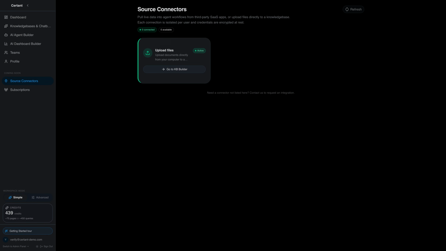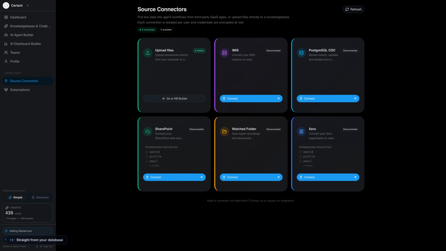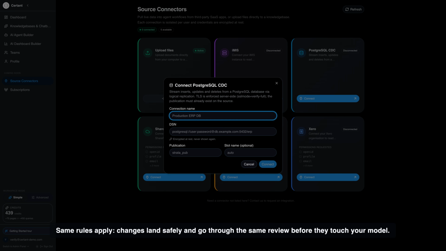And when the source is a database, Certain can follow its changes directly, every insert, update, and delete. Same rules apply. Changes land safely and go through the same review before they touch your model.